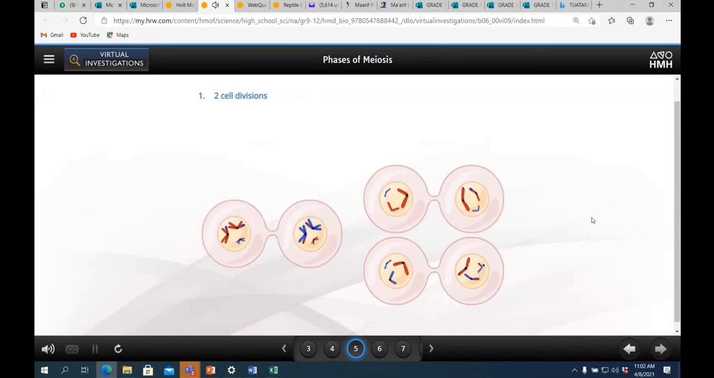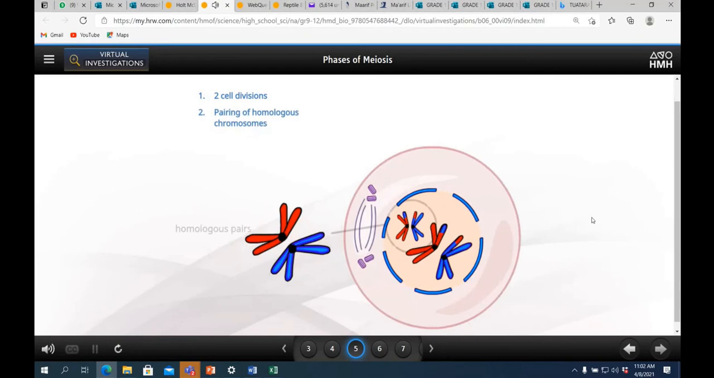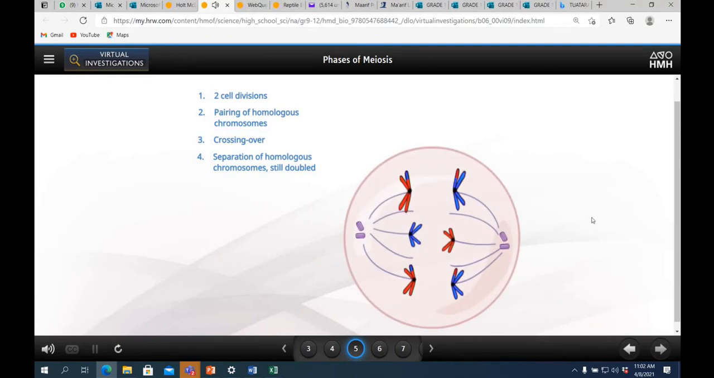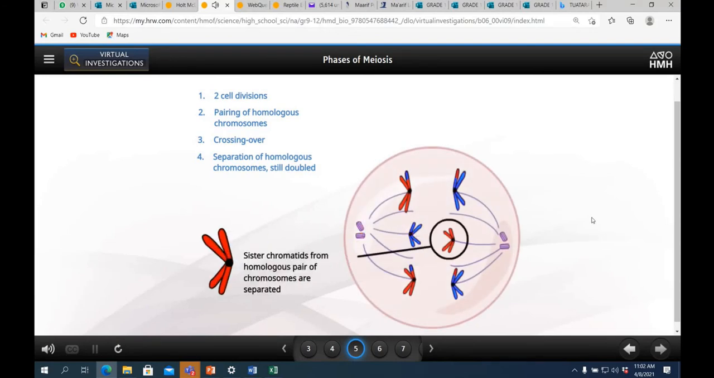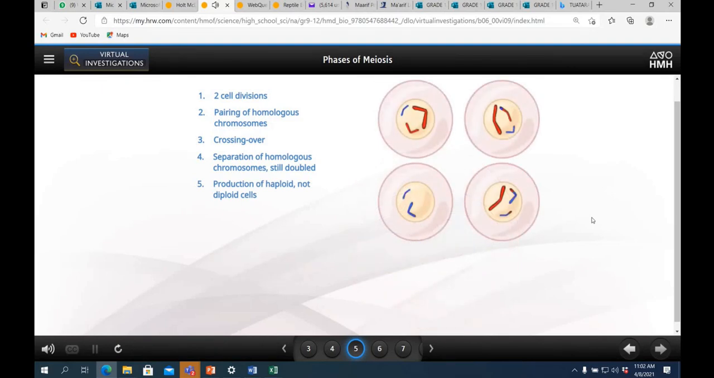Meiosis has special features. 2 divisions of the nucleus, Meiosis I and Meiosis II. Pairing of doubled homologous chromosomes forming tetrads at prophase 1. Crossing over during prophase 1 so that genetic material is exchanged by homologous chromosomes. Separation of homologous chromosomes still doubled in anaphase 1. Production of haploid, not diploid cells.